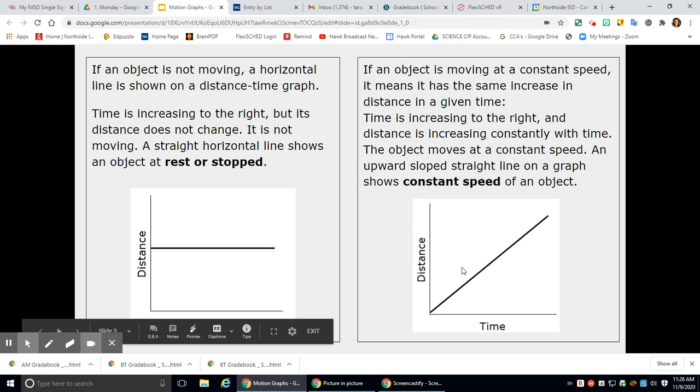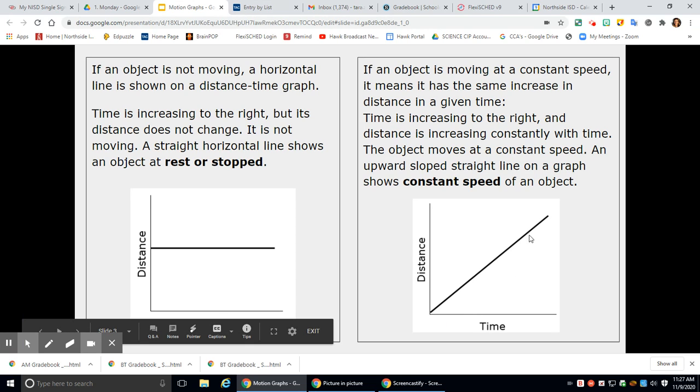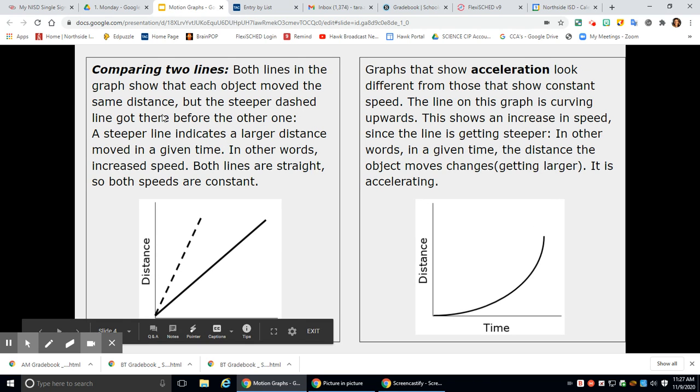If an object is moving at constant speed, it means it has the same increase in distance in a given time. Time is increasing to the right, distance is increasing constantly with time. The object moves at a constant speed. An upward sloping straight line on a graph shows constant speed of an object. So we can see distance divided by time would be equal at any point along this graph. Constant speed.